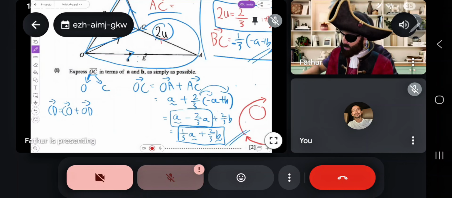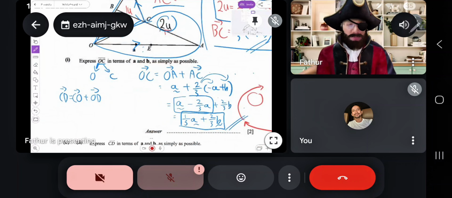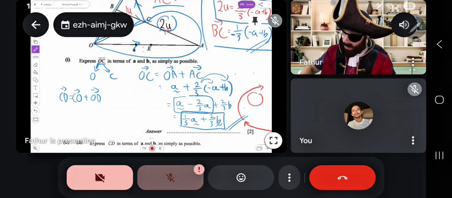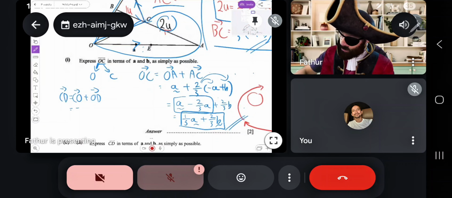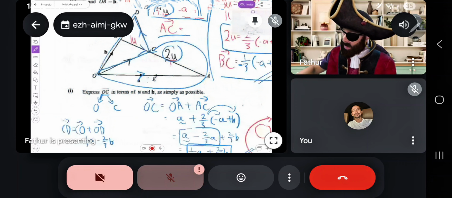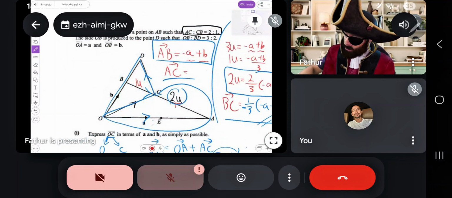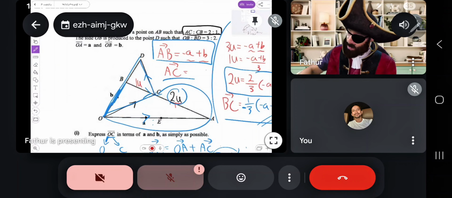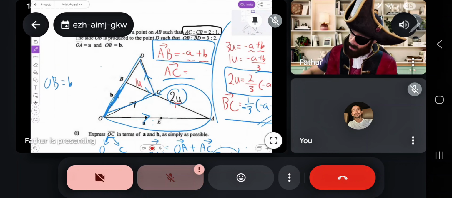Remember OC is 1/3 A plus 2/3 B. So if they are asking for CO, you add a negative sign. So negative 1/3 A minus 2/3 B. But when it comes to OD, look at the letters here. OB is B. So OB equals B.